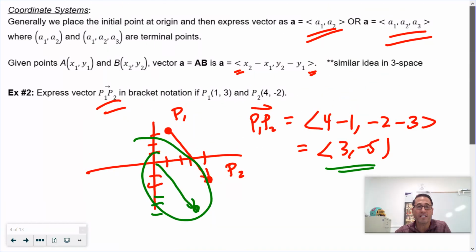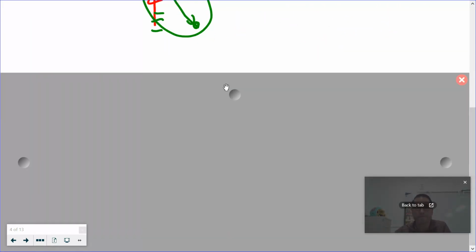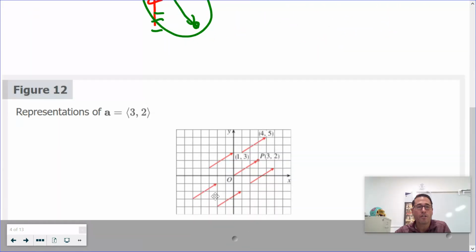A good way of showing this is this cool picture that I have here. Those guys are all representations of the vector 3, 2. Chevrons like that means we say that it is in component form. Okay? Not too bad, right, you guys? And we can extend this, obviously, to 3 dimensions.